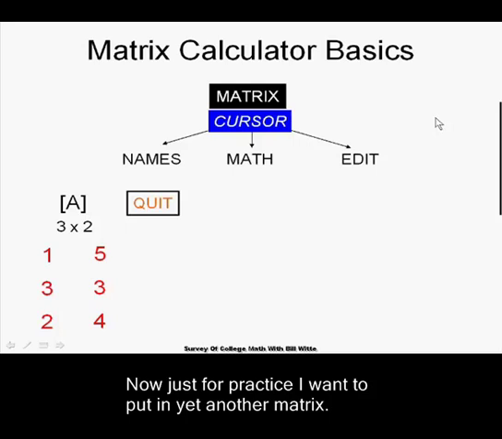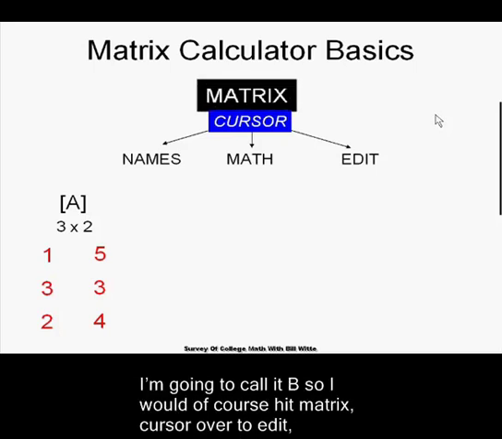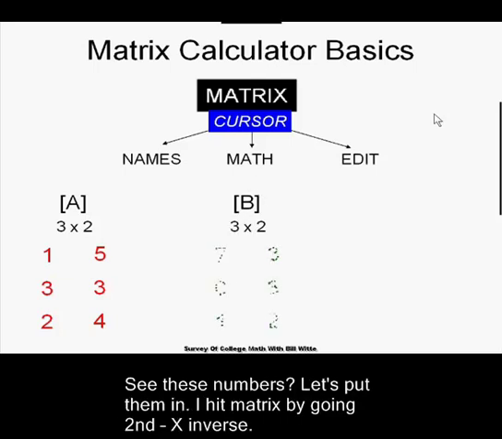Now, just for practice, I'm going to put in yet another matrix. I don't want to call it A because I'll erase my old A. So I'm going to call it B. So I would, of course, hit matrix, cursor over to edit, and this time I'm going to have to go down to B. And this one's going to be a 3 by 2 as well. It's going to be these numbers. Let's put it in.